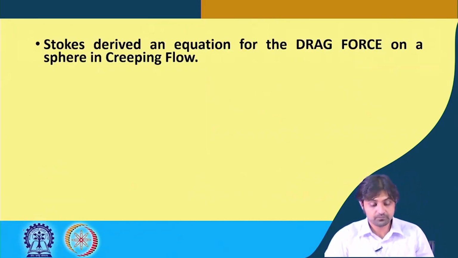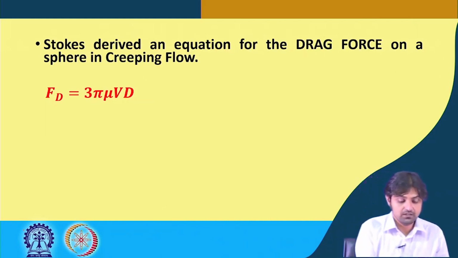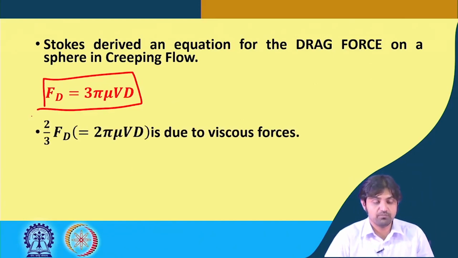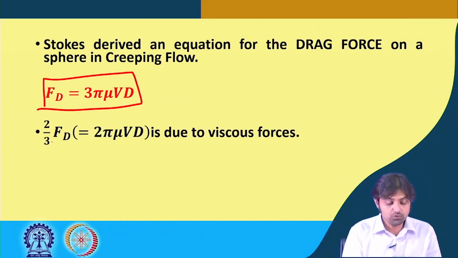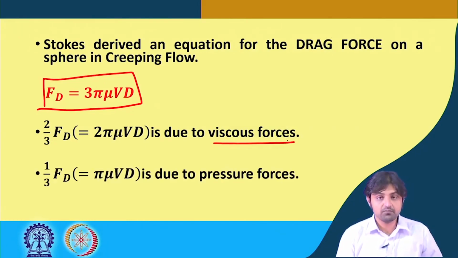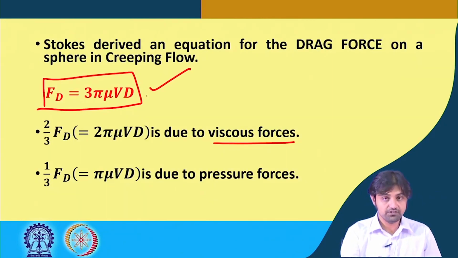All right. So now Stokes derived an equation for the drag force on the sphere in creeping flow. The derivation of this drag force is outside the scope, so I am going to give you directly the result. The drag force on the sphere is given by 3 pi mu Vd. I think you should memorize it. Out of which 2/3 of this, that is 2 pi mu Vd, is due to viscous forces, and 1/3 contribution is due to the pressure forces. So this is important.